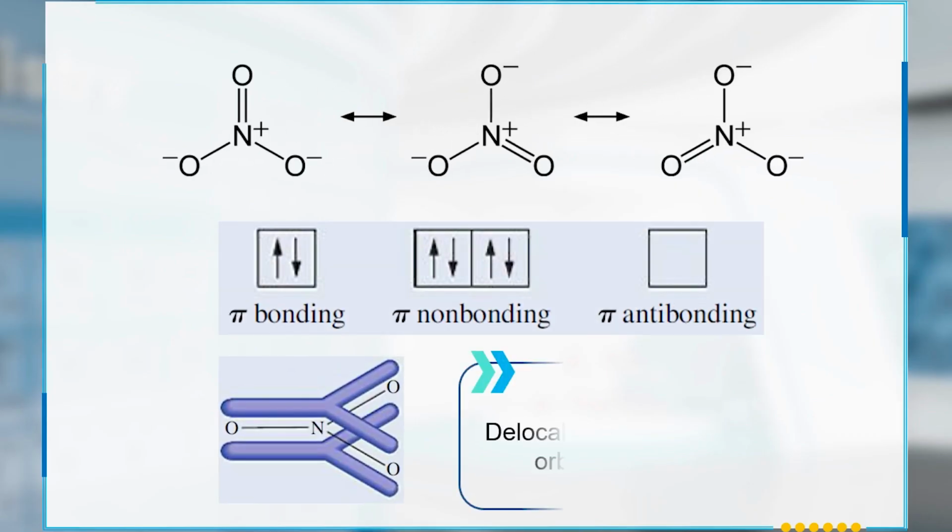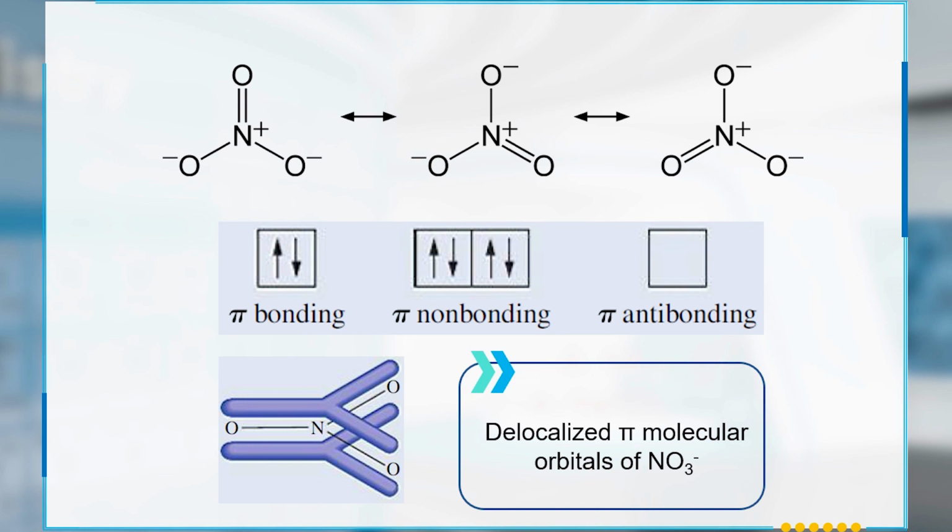Similar rules can be applied to the nitrate ion. There are 3 resonance structures for the nitrate and 2 orbitals of the nonbonding pi orbitals. Therefore, the final delocalized pi molecular orbitals for nitrate is this type.